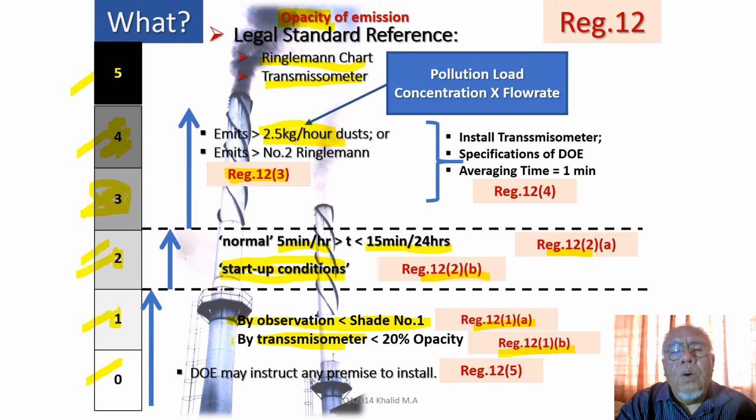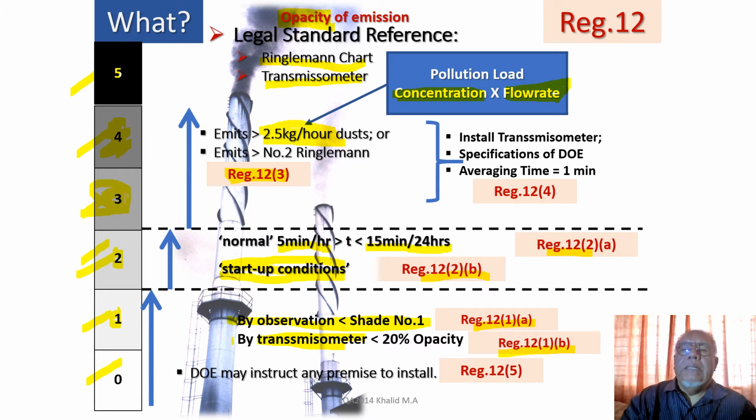2.5 kilogram per hour. How you measure it? First, the contractor must take a sample and look for concentration. It could be gram per cubic meter. Katalah dia measure gram per cubic meter. That is concentration. Mass per volume. Now, dia kena multiply dengan flow rate, which is volume per unit time.